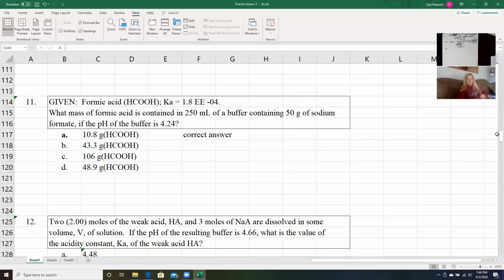Okay. What mass of formic acid is contained in 250 milliliters of a buffer containing 50 grams of sodium formate? Now, this is kind of a tough problem, so I think I'll just start with a fresh piece of paper, just to be sure we get all of this without confusion.